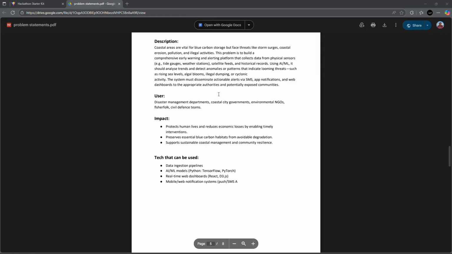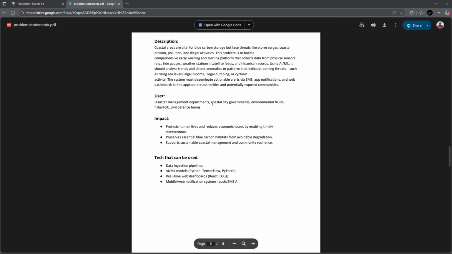Our web application is not only for the users who are living nearby the coastal areas. It is also helpful for disaster management departments, coastal city governments, environment NGOs, fisherfolk, and civil defense teams, by which the government can easily send coastal police to the nearby areas where the harm is at the utmost priority.